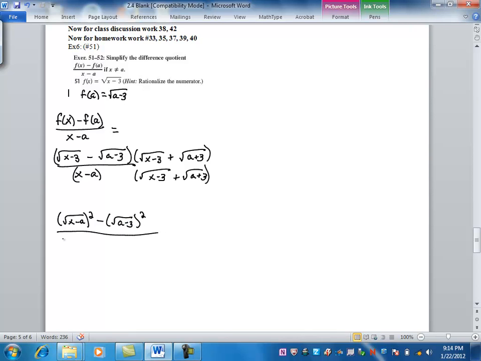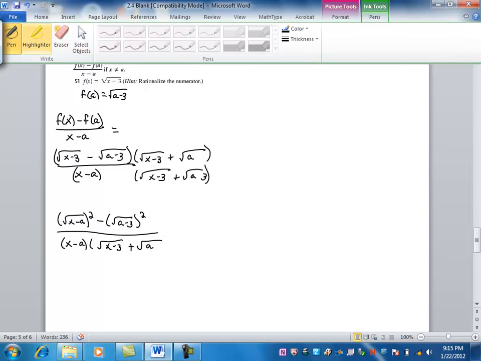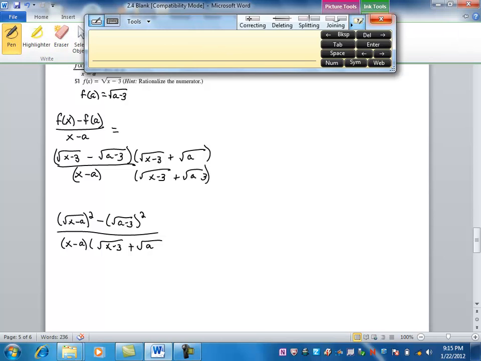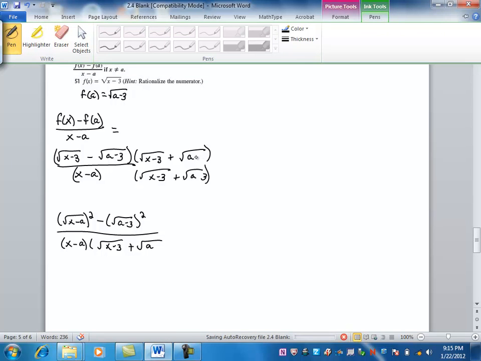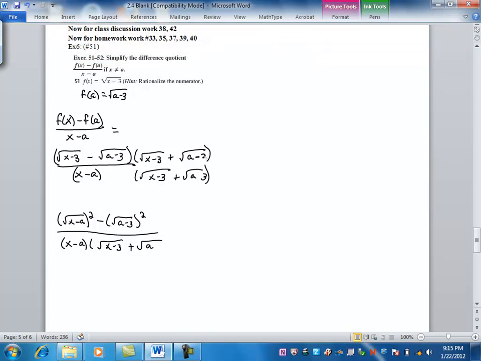And this is all going to be over my bottom, which is x minus a, times the square root of x minus 3, plus the square root of a. Whoa, folks, we have a correction that needs to be made, not a plus 3. We need a minus 3 there. That would have caused a little confusion, so we'll make that correction. There we go. And a minus 3 right there.